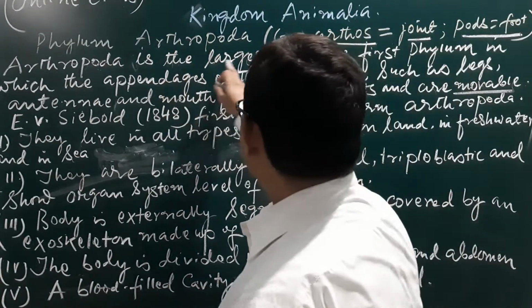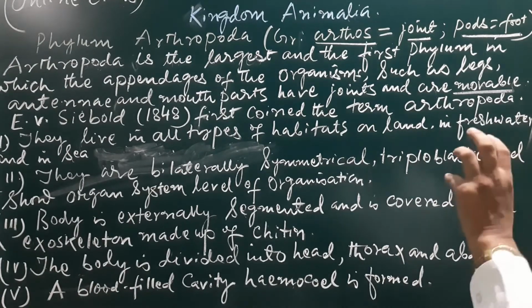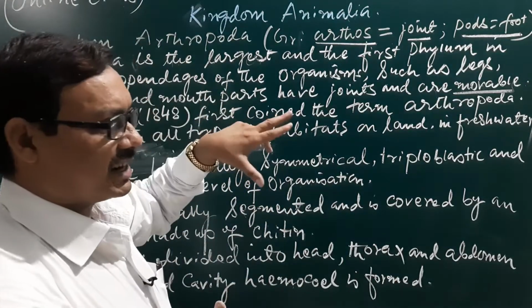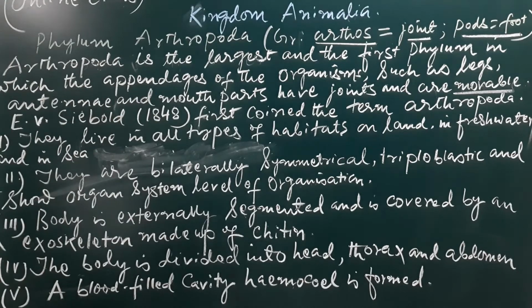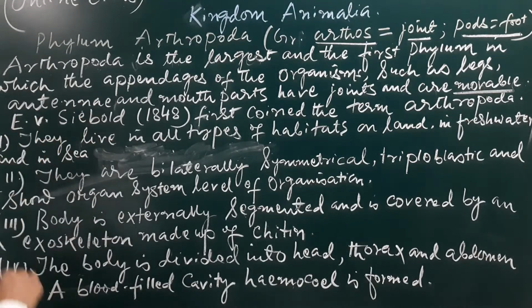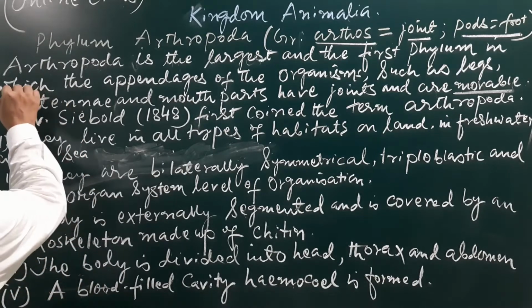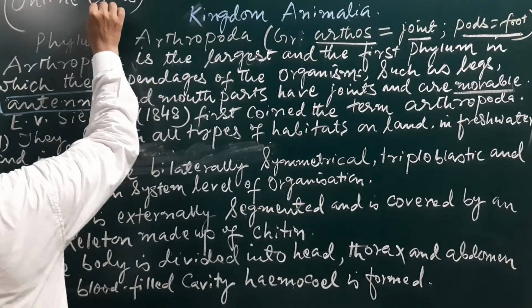Arthropoda is the largest and the first phylum. Out of all the phyla, the largest number of species is present here. It is the largest, and the second largest is Mollusca. Arthropoda is the first phylum in which the appendages of the organism, such as legs and antennae, are related with touch. It is known as tactile.